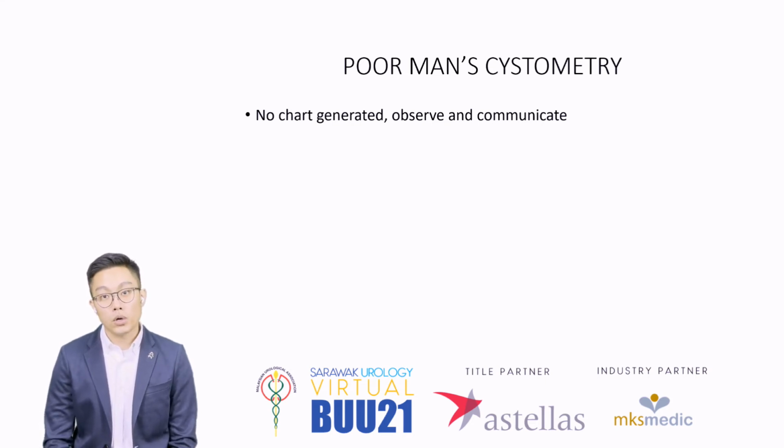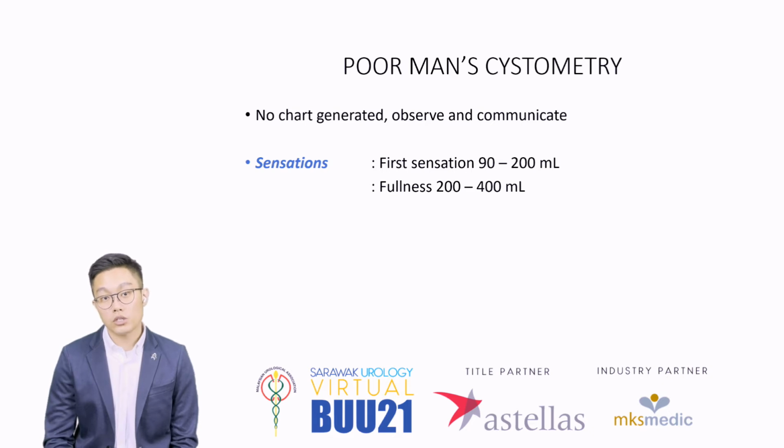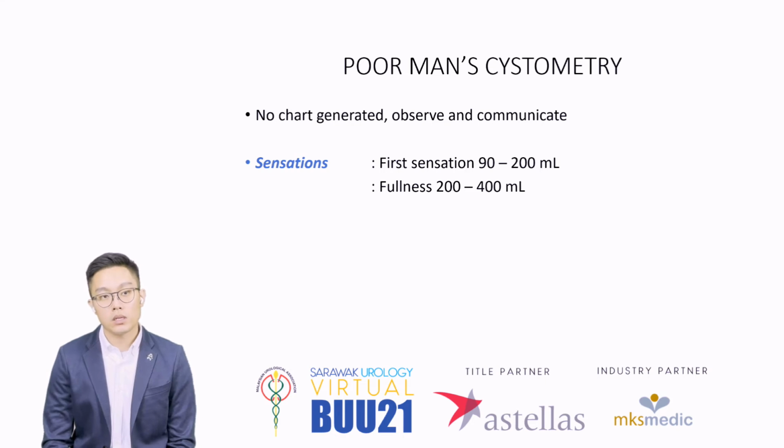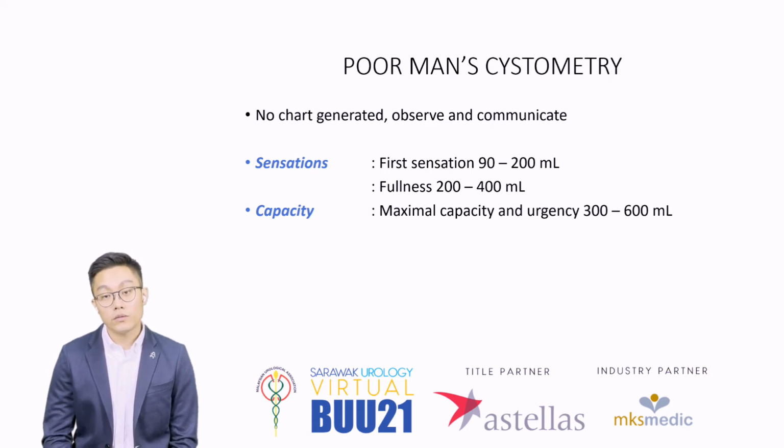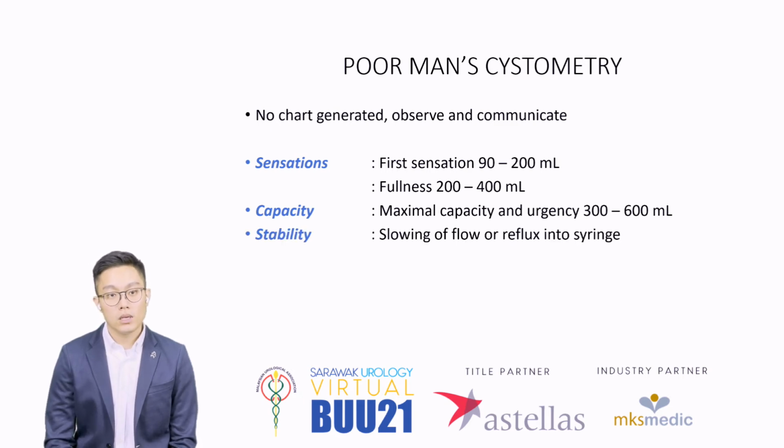And the things you want to know during the procedure will be sensation. Ask the patient, where is the first sensation to void, which is usually around 90 to 200 milliliters. Any fullness comes about 200 to 400 milliliters. The capacity of the bladder, which is defined as the maximal capacity, where there's the most severe urgency, normally comes at around 300 to 600 milliliters.